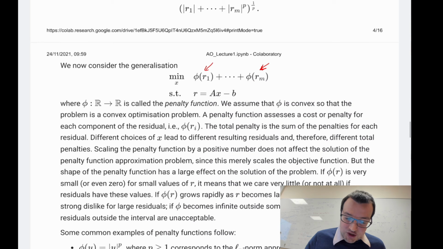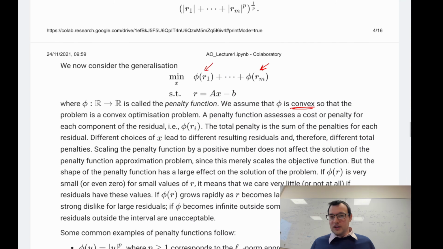So a penalty function in our case is going to be a convex function. Again, you don't know what a convex function is, but we will see it later on. So that the problem that we're studying is a convex optimization problem. Okay. So what we already know is the fact that what matters here is the shape of the function.